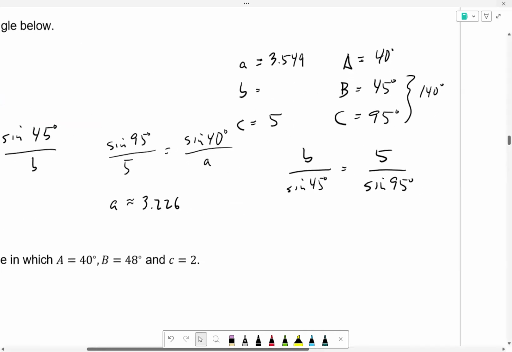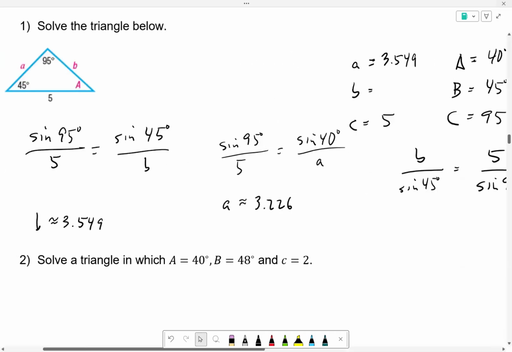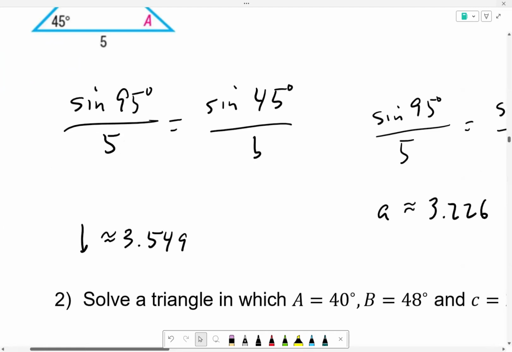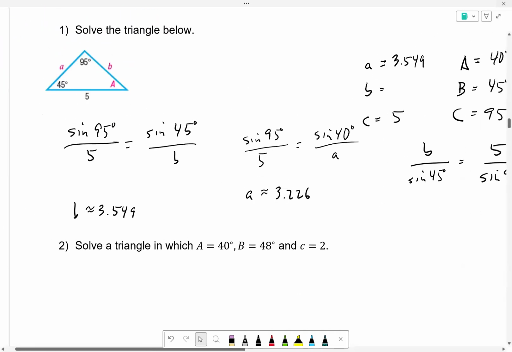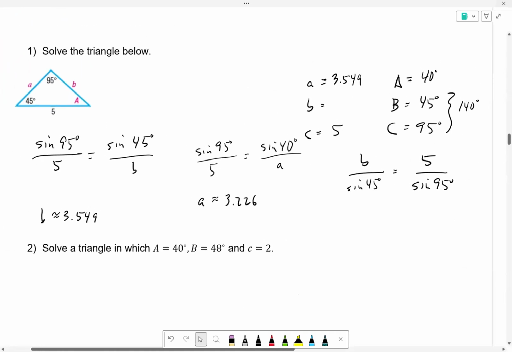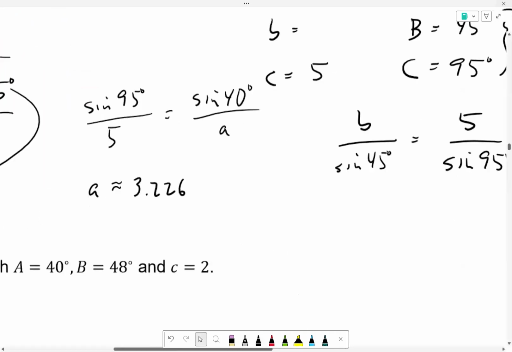Now you see when solving this, with B on the top, all I have to do is multiply both sides by sine of 45. Whereas if you start here, you're probably going to want to cross multiply and then divide. It's one step instead of two. It's just B equals sine of 45 times 5 divided by sine 95. It depends on how fluent you are with the algebra, but with the variable on the top, all you have to do is multiply by sine of 45. It's up to you.